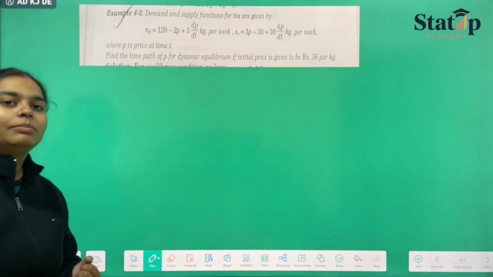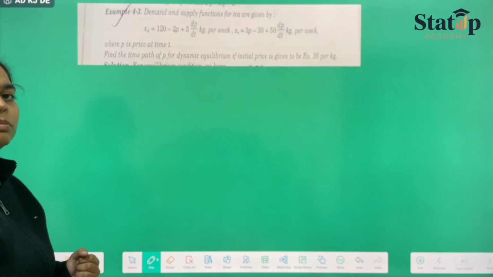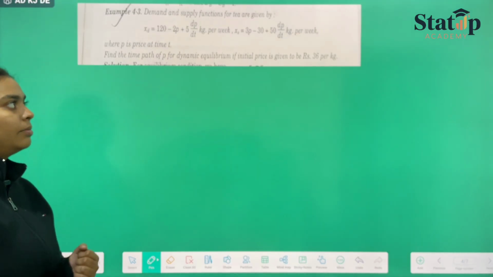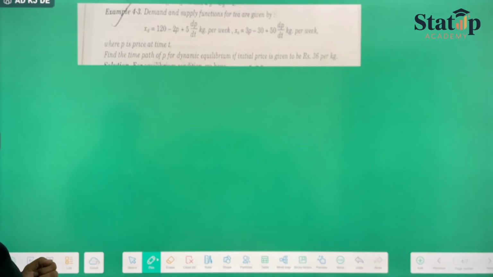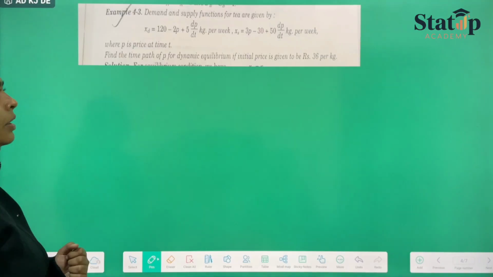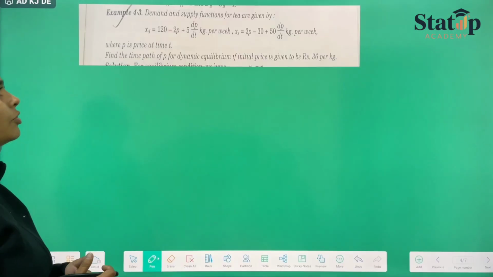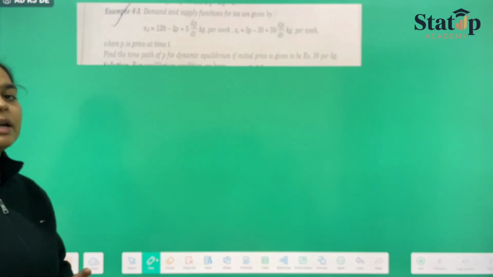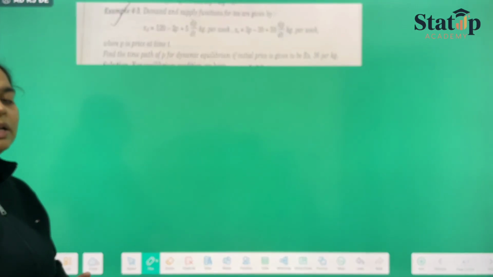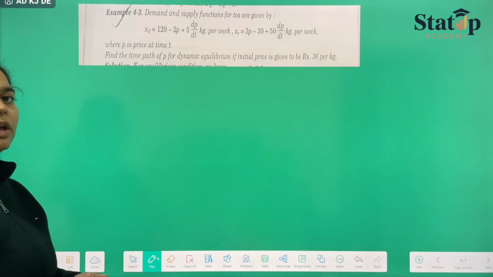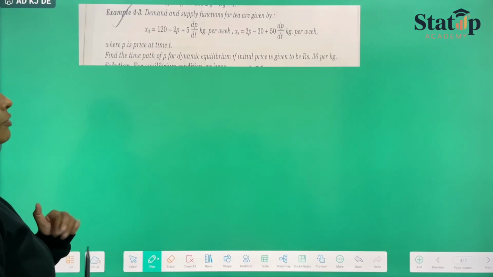So dynamic equilibrium is also an equilibrium. Dynamic means it changes with time. At the given time, the initial price was 36. We have to find the time path of P. Time path means, in a linear kind of model, as the value of t changes, the price also changes. So we have to find that.